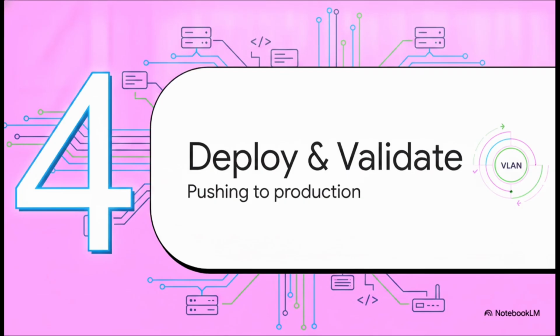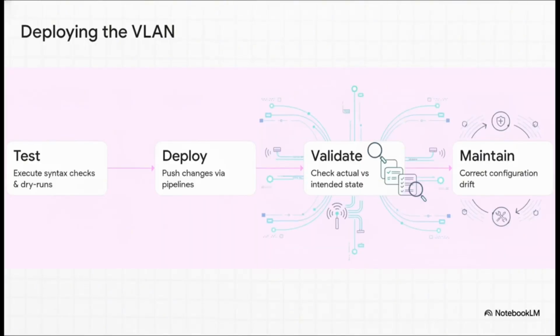Okay, Section 4, deploy and validate changes. We are pushing our VLAN to production. We are now in the home stretch of our 8-step life cycle. Step 5 was test, which we just covered with our dry runs. Now for step 6, we deploy. We push the changes via automated pipelines, maybe rolling them out gradually across groups of devices.